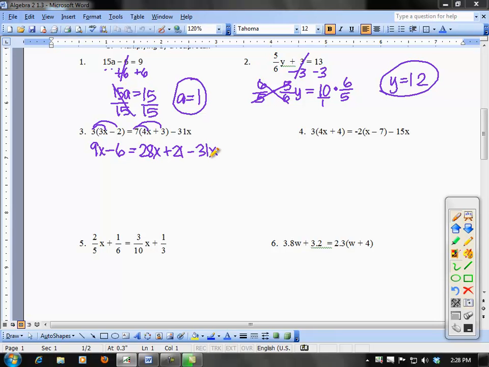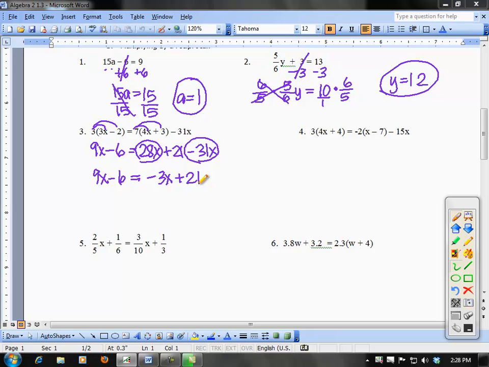Okay, now again, is this most simplified? The answer is no. So I'm going to try and simplify this a little bit further by combining like terms, and then I'm going to start doing my work. All right, 28 and negative 31 is negative 3x plus 21. Now, this is different from the ones that were above, because the ones that were above only had one variable, and this time I have it on both sides.